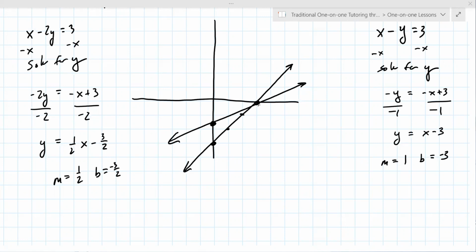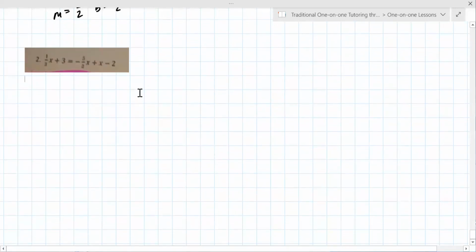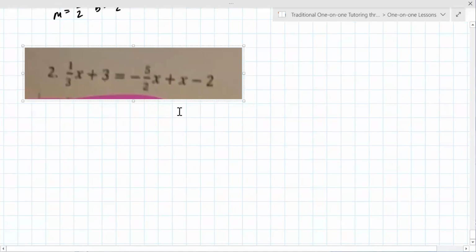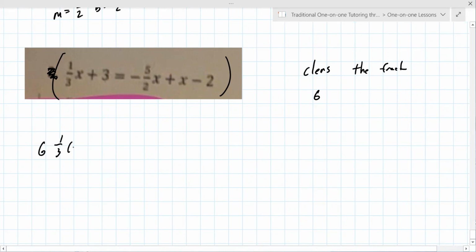Okay, so the last type here that is linear is something like this 2 that I'm snipping in now. It's got fractions in it. And this is like one of those, well, you'll probably get one of these, so we might as well talk about how to do it. You need to clear the fraction. You need to find the number that clears the fractions. So I guess that would be like 6. So you multiply everything by 6.